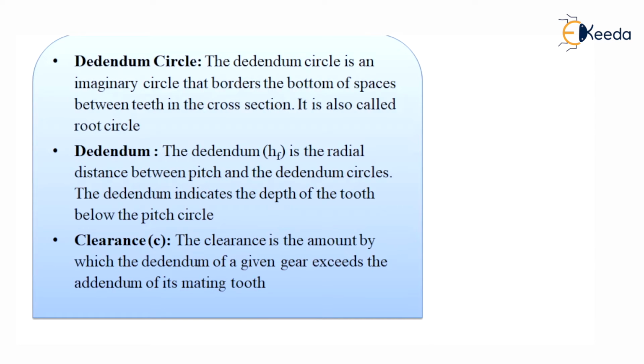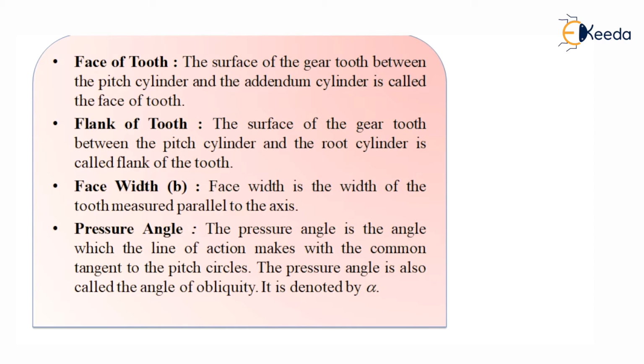Next is clearance, denoted by C. The clearance is the amount by which the dedendum of a gear tooth exceeds the addendum of its mating tooth. Next, the face of the tooth. The surface of the gear tooth between the pitch cylinder and the addendum cylinder is called the face of the tooth. Next, flank of a tooth. The surface of the gear tooth between the pitch cylinder and the root cylinder is called the flank of the tooth.